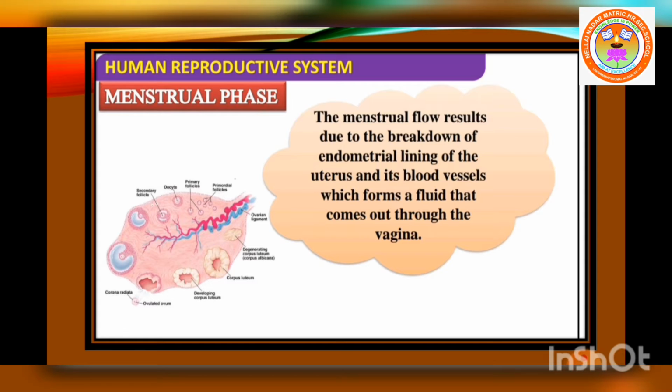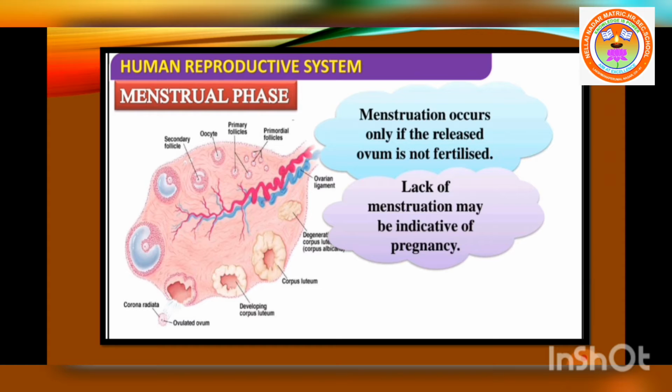Menstrual flow is due to the breakdown of the endometrial lining of the uterus and its blood vessels due to decline in the level of progesterone and estrogen. Menstruation occurs only if the released ovum is not fertilized. Absence of menstruation may be an indicator of pregnancy.